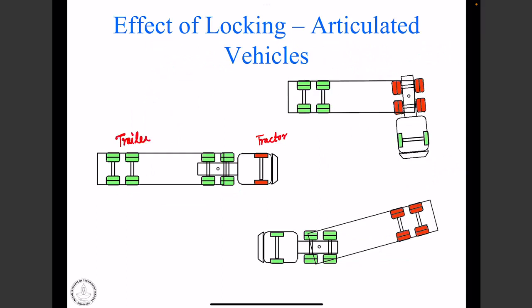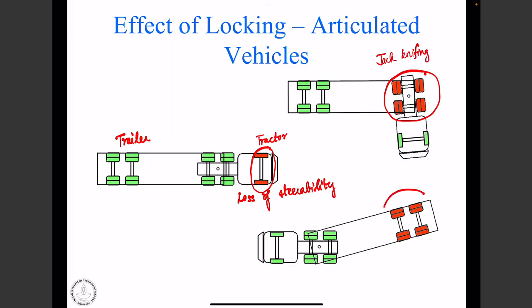So if we lock the front wheels of the tractor, once again, we lose steerability, because by and large, the front wheels are steered. If the rear wheels of the tractor lock, we get into a very dangerous scenario called jackknifing, where the tractor spins about the hitch point, and then the entire vehicle seems to fold and flip over. So that's what is called jackknifing.